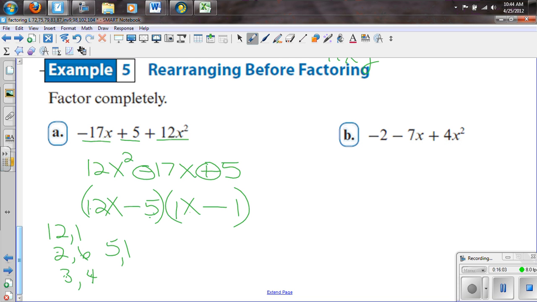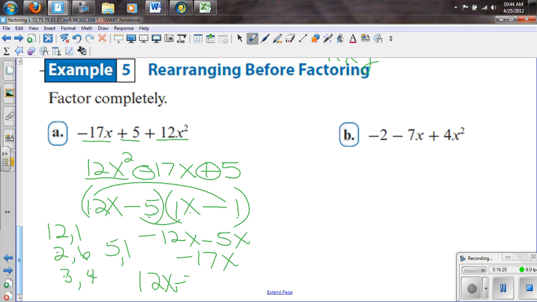12x times 1x is 12x squared. This is 12x times negative 1 is negative 12x. That's the outside. Inside, negative 5 times 1x is negative 5x. And when you add those together, you get negative 17x. And then negative 5 times negative 1 is positive 5. So it is indeed 12x minus 5 times x minus 1.